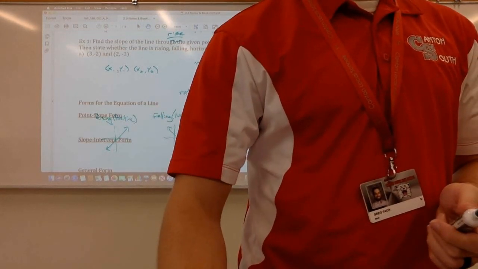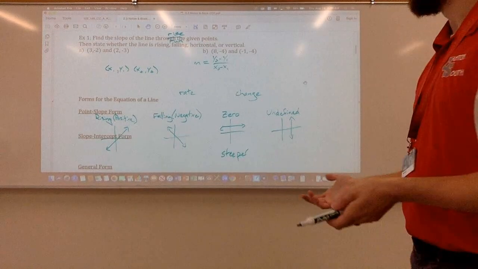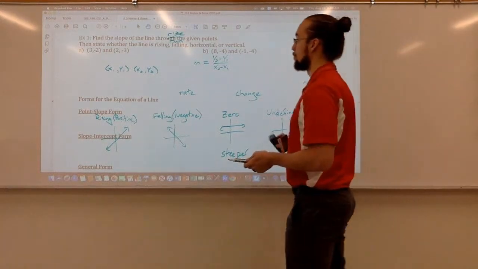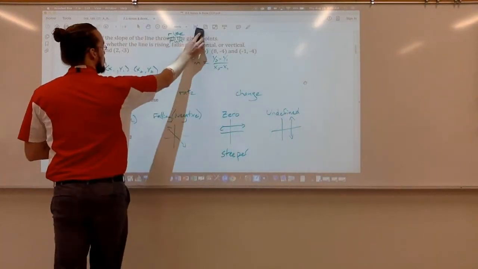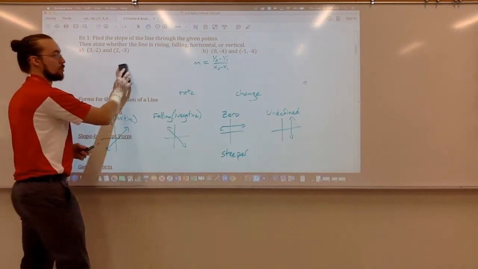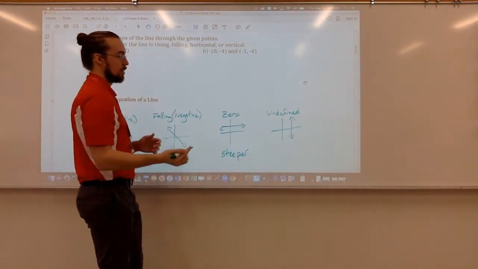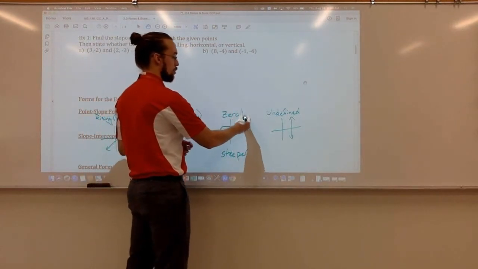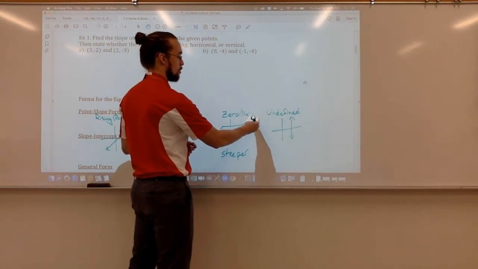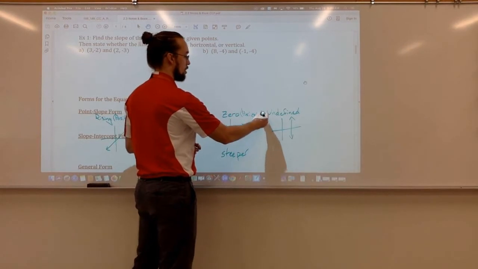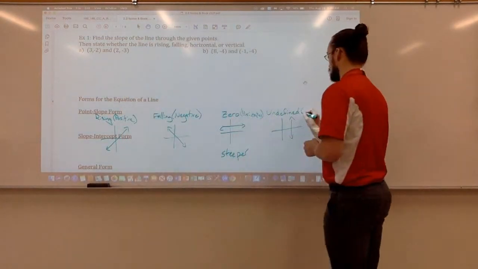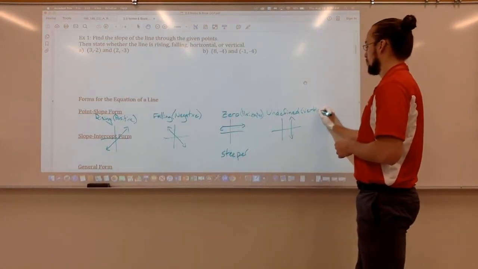Okay, first, just finding the slope between a couple of points. Okay, and then stating whether the line is rising, falling, horizontal, or vertical. I guess I should have put in parentheses that 0 slope means horizontal and undefined slope means vertical.